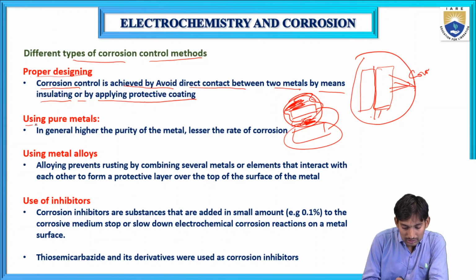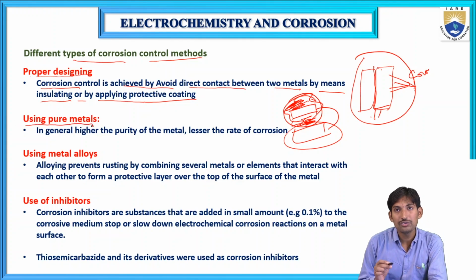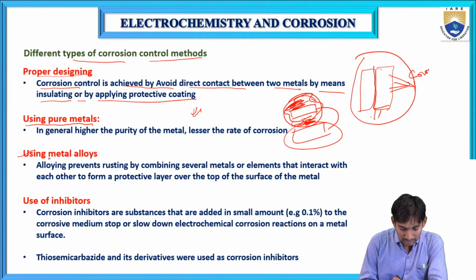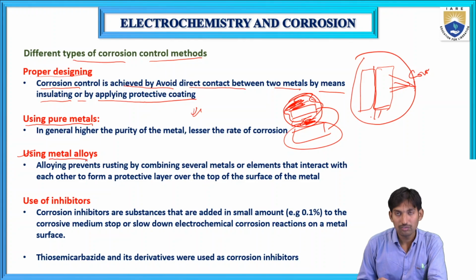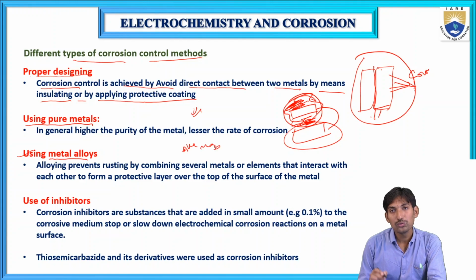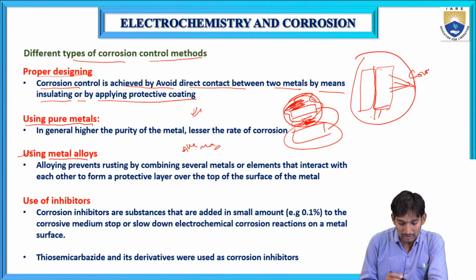The second one is using pure metals. Already we know that the higher the purity of the metal, the lower the corrosion rate. So if you take the pure metal, then the corrosion will be controlled. The third one is using metal alloys. What is meant by alloy? Alloy is a mixture of two or more pure metals. Then that is called alloy.